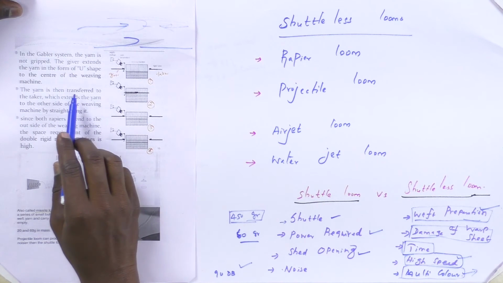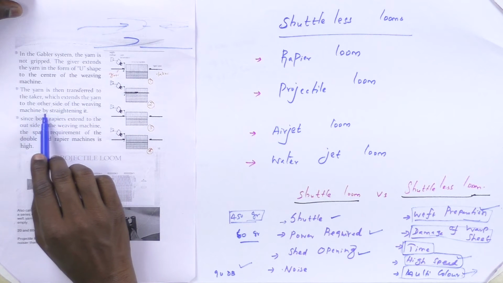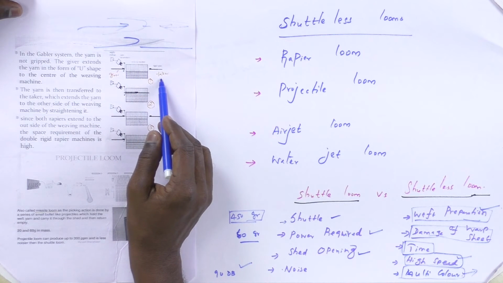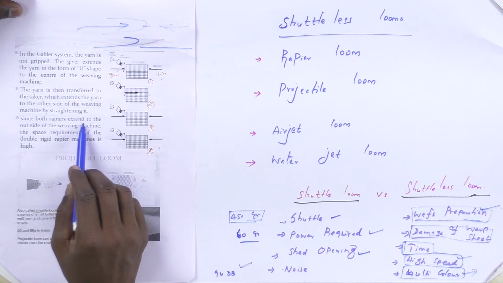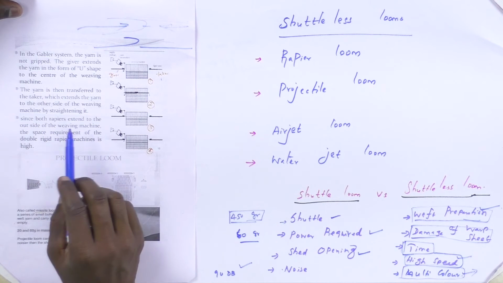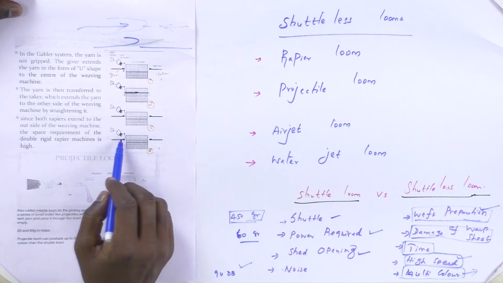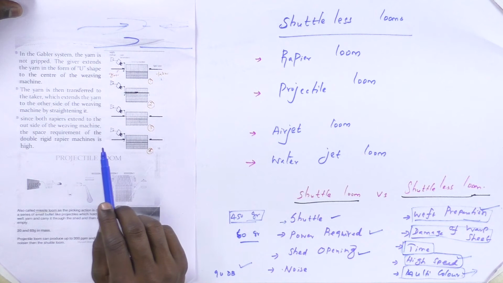The yarn is then transferred to the taker, which extends the yarn to the other side of the weaving machine by straightening. So this loop is straightened by the taker, and the weft is inserted here. Since both rapiers extend to the outside of the machine, the space requirement of the double rigid rapier is high. So it requires more space when compared to the Dewas system.